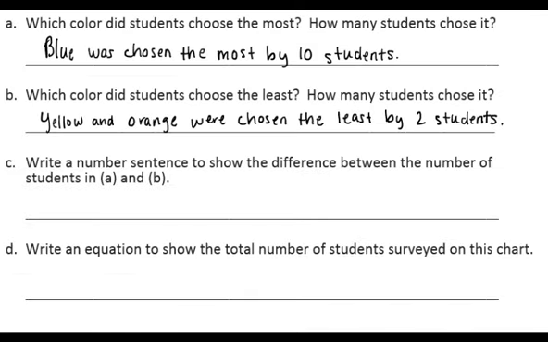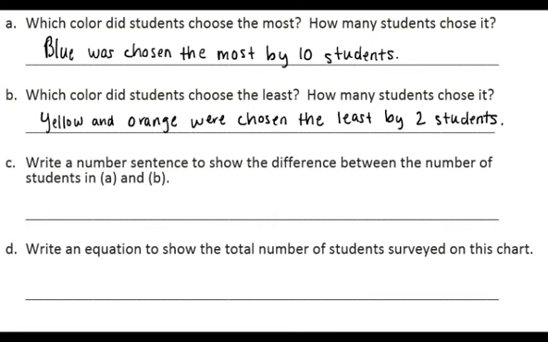The next section is asking questions about the tally chart. The first question said, which color did students choose the most? How many students chose it? And I wrote blue was chosen the most by 10 students. Question B says, which color did students choose the least? How many students chose it? Well, there was a tie for that. Yellow and orange were both chosen the least by 2 students.